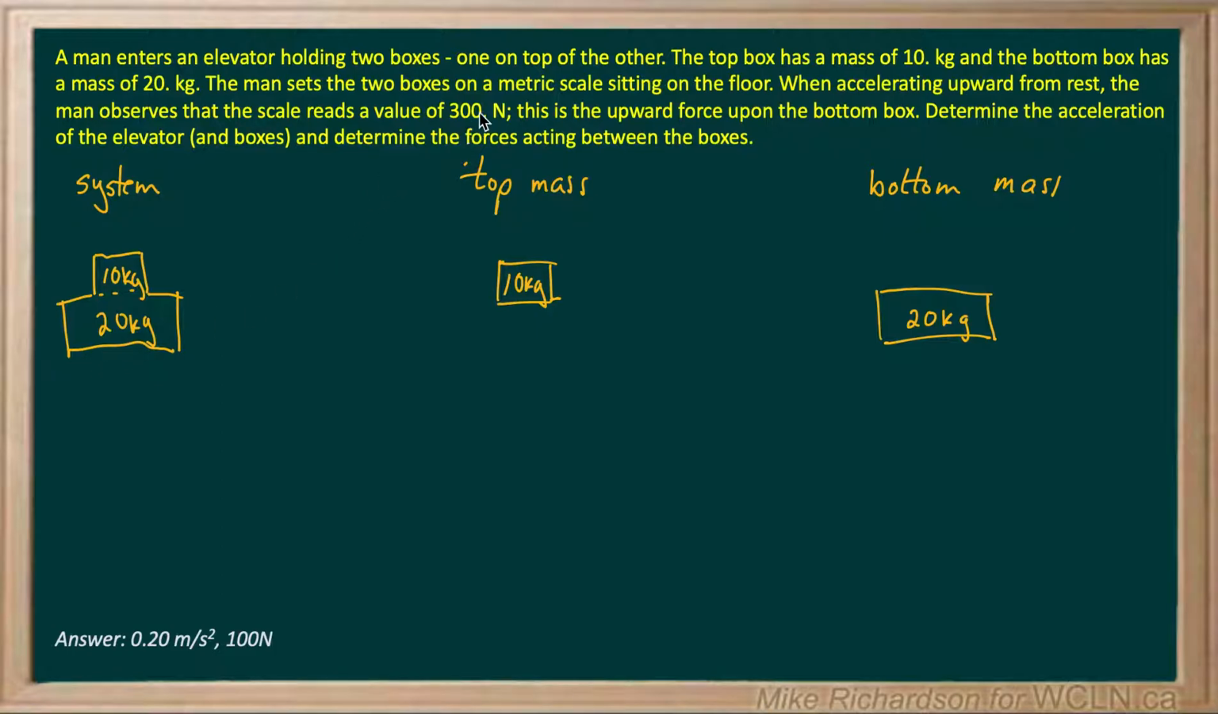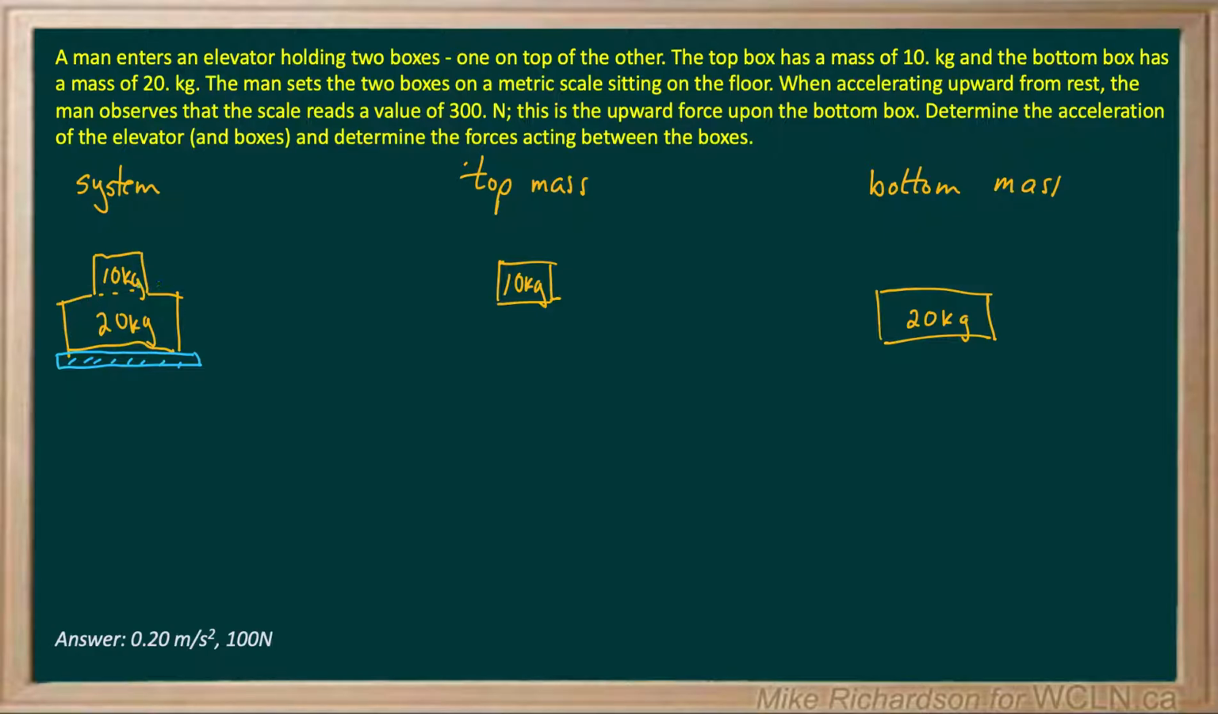The scale reads a squeeze force, that's what scales do, so it reads a normal force of 300 newtons. So you can imagine that there's a scale underneath these boxes, like that, and that scale reading, which is reading the squeeze between the boxes and the scale, is reading a force of 300 newtons. So once again, let's isolate individual masses and the entire system and see what we come up with. So let's start with the entire system.